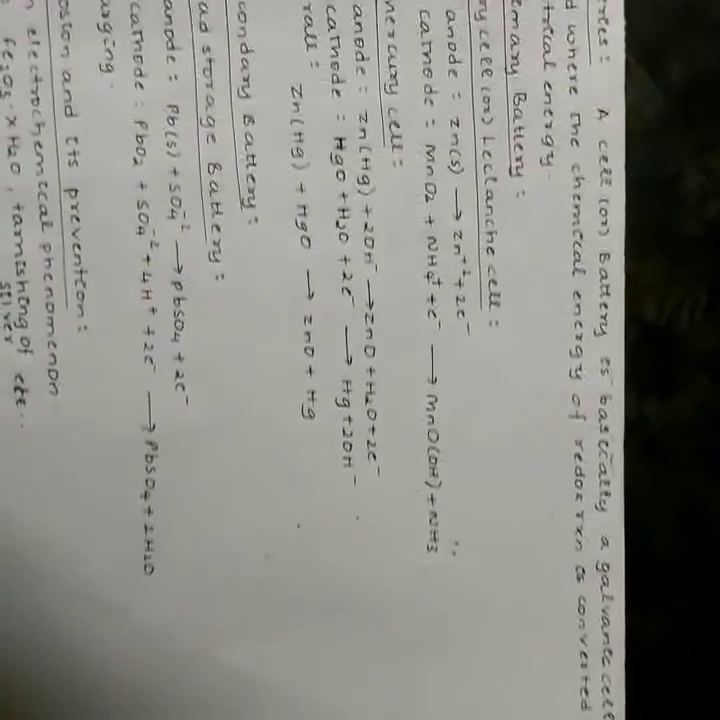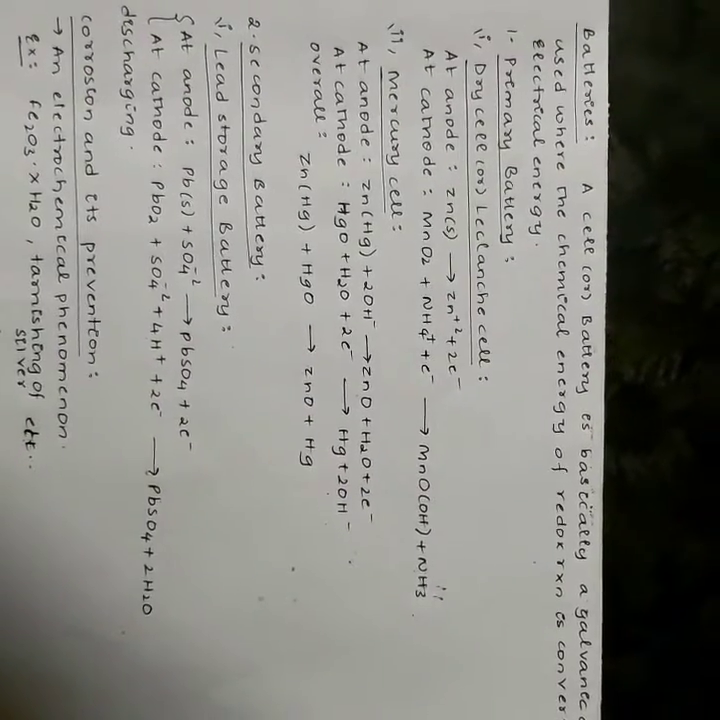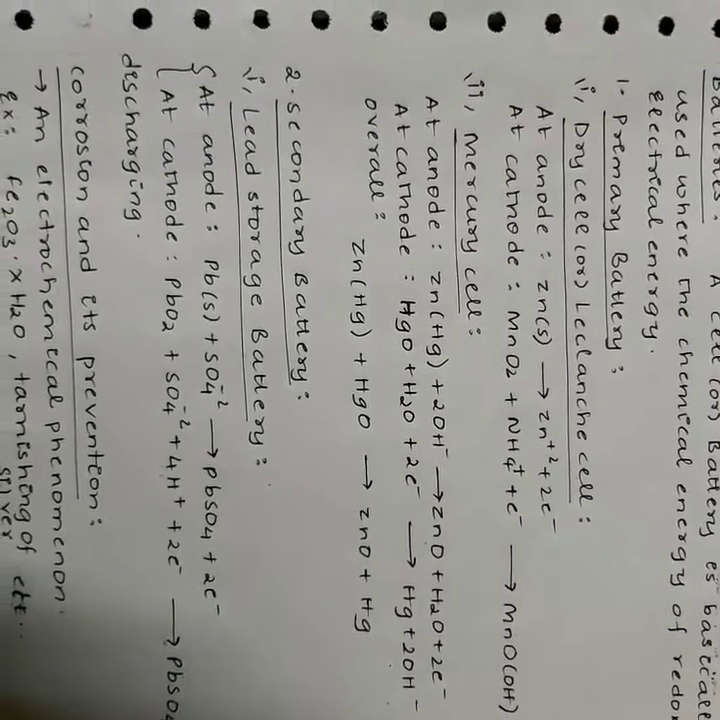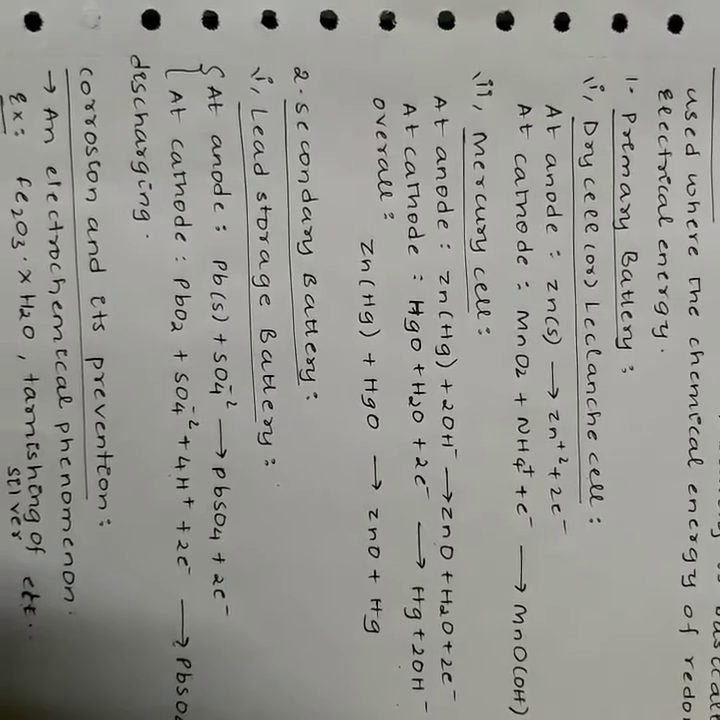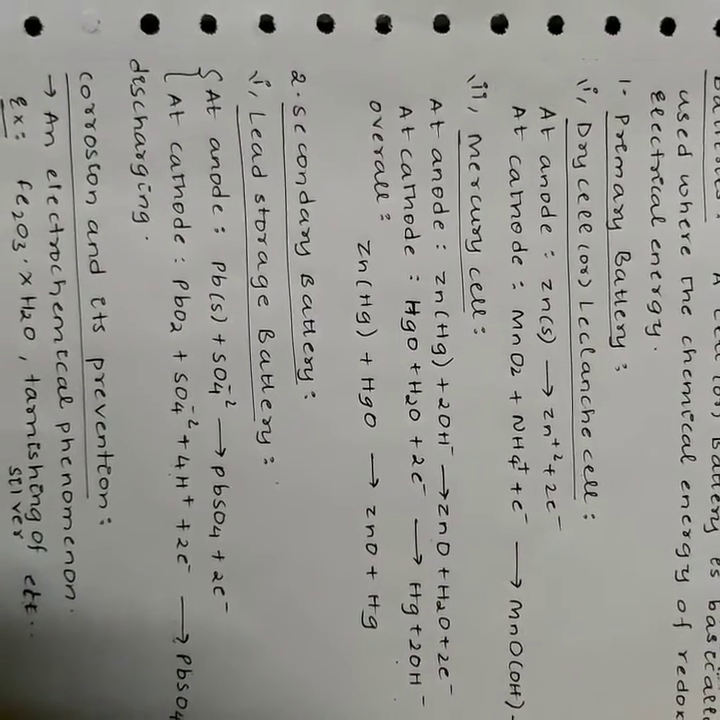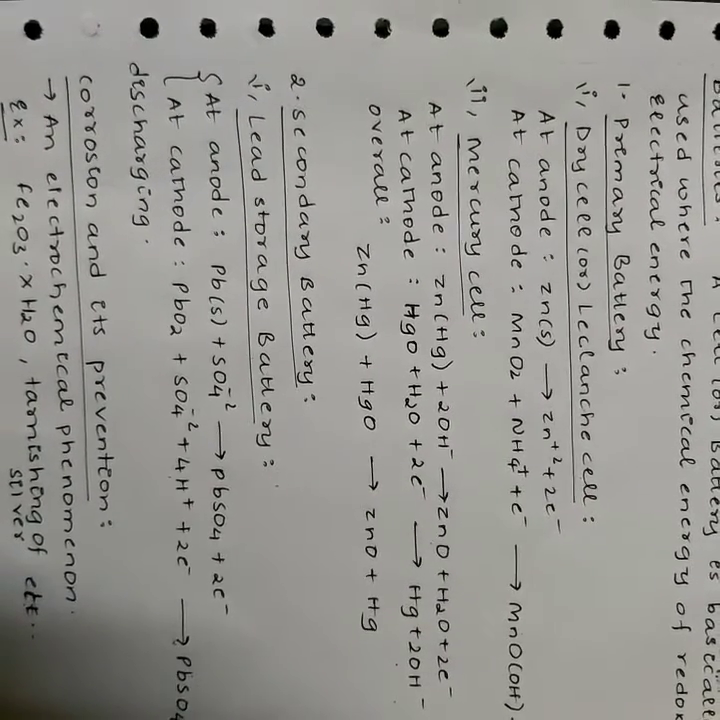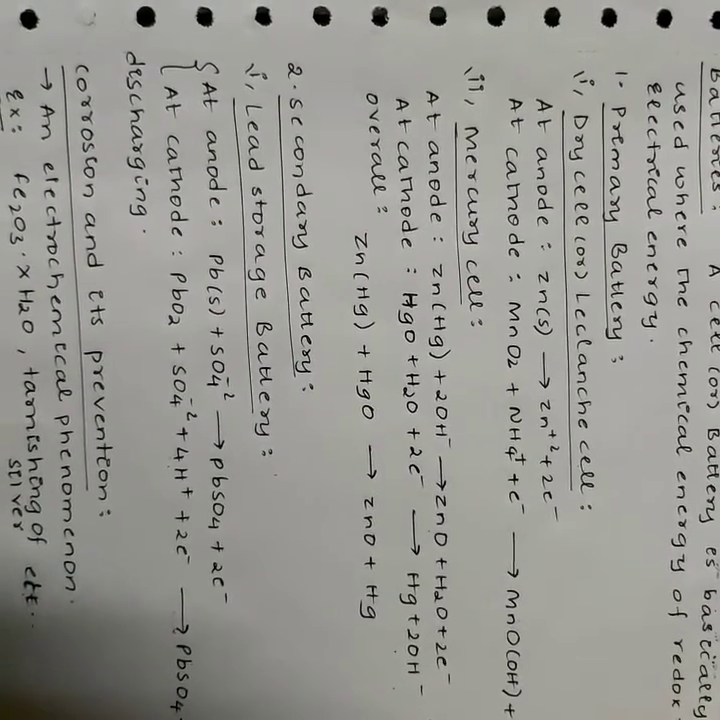Batteries. A cell or a battery, it is the arrangement of one or more cells connected in series, is basically a galvanic cell and used where the chemical energy of redox reaction is converted into electrical energy. There are two types of batteries. The primary batteries, the battery in which the cell reaction occurs only once and the battery becomes dead after use over a period of time and can't be reused again. For example, dry cells like Leclanche cell, mercury cell, etc. Hence, primary batteries are not rechargeable.